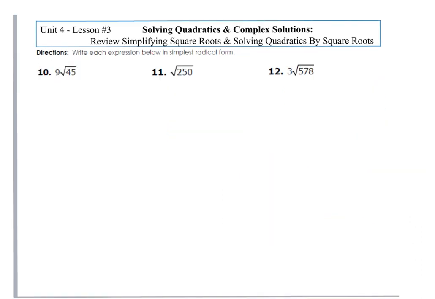Okay, for number 10, we have 9 times the square root of 45. So again, 45 is not a perfect square. So thinking of my perfect squares, I'm going to make a little list right here.